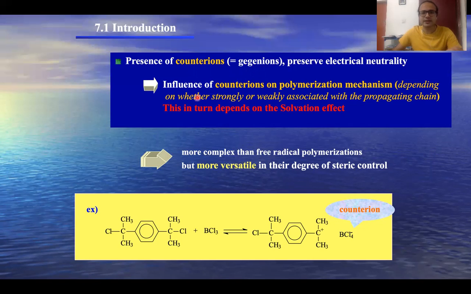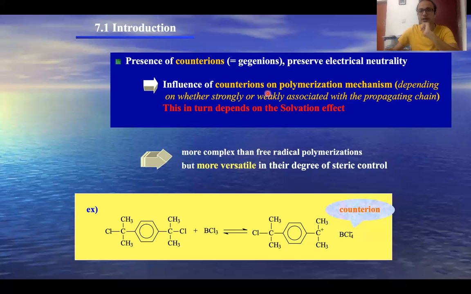As you can see here, these counterions influence the polymerization mechanism. In your syllabus, we have to look not only at the types of polymerization, but also at the mechanistic aspect. We did that for free radical polymerization, and we are going to do the same for ionic polymerization. An important thing to keep in mind is that the presence of counterions greatly influences the polymerization mechanism.